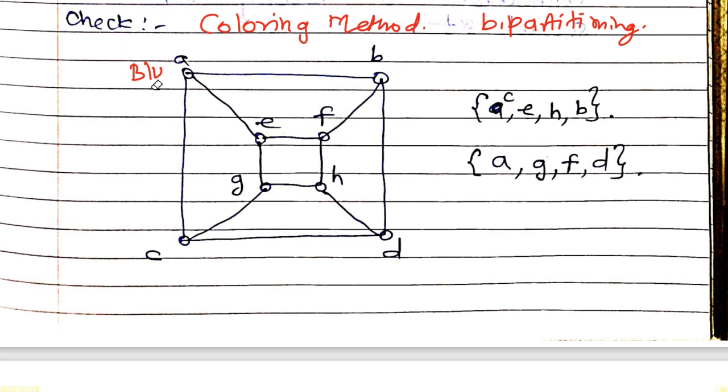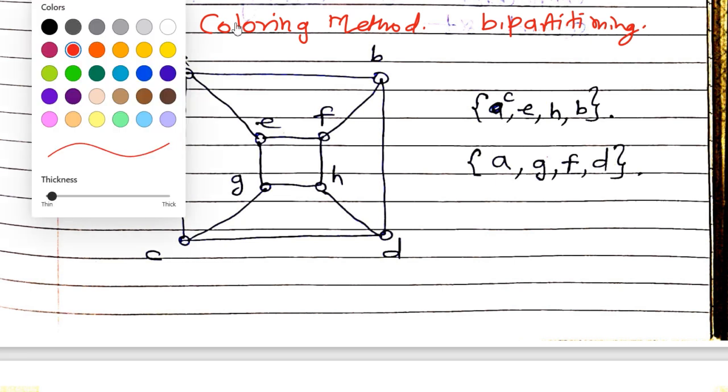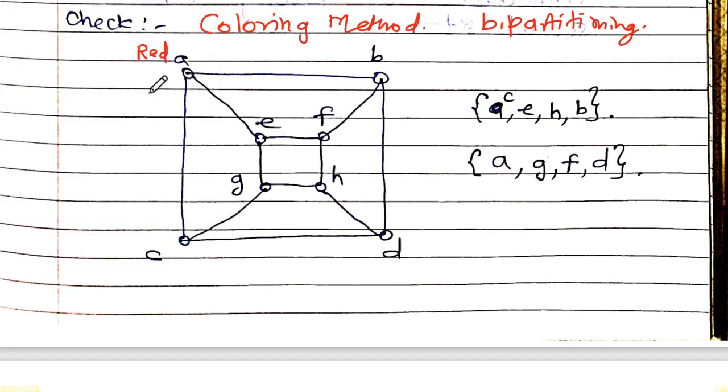Suppose I am giving vertex A a red color. All the neighbors of vertex A should not have the same color as A. Which are the neighbors? Node B, node C and node E. So you have to give blue color to node C because it is a connected neighbor. E will also have blue color and B will also have blue color.